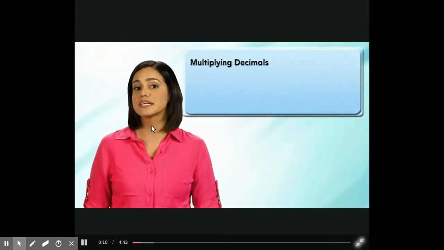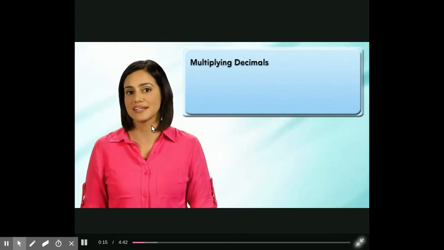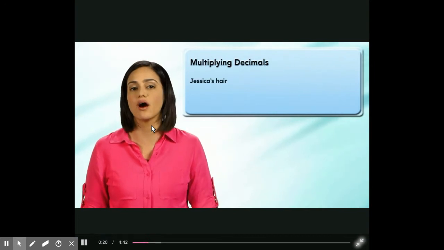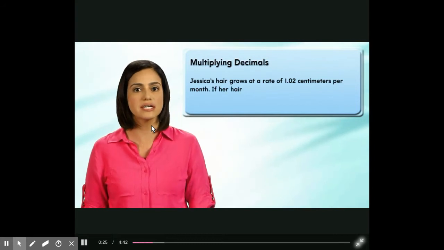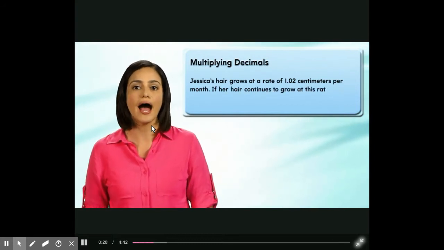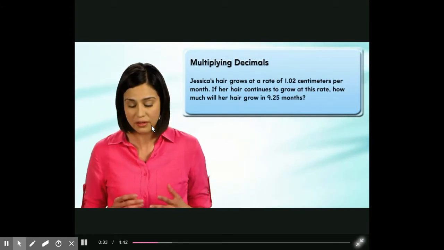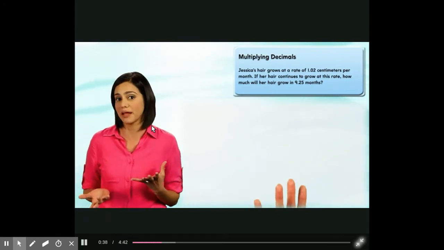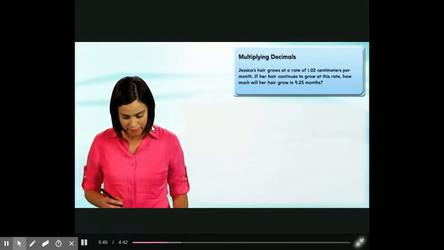Let's do another example that involves multiplying decimals. This time we're going to take a look at an example involving my friend Jessica. Jessica's hair grows at a rate of 1.02 centimeters per month. If her hair continues to grow at this rate, how much will her hair grow in 9.25 months? Now remember, we said before that multiplying decimals is just like multiplying whole numbers. You just have to be careful where you place the decimal. Let's go ahead and bring in our factors.